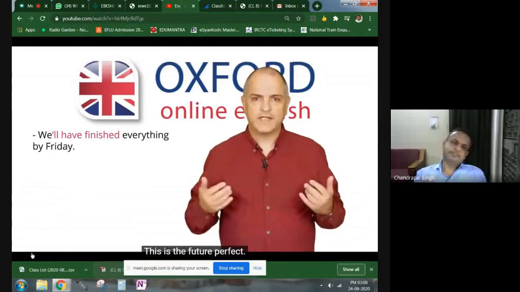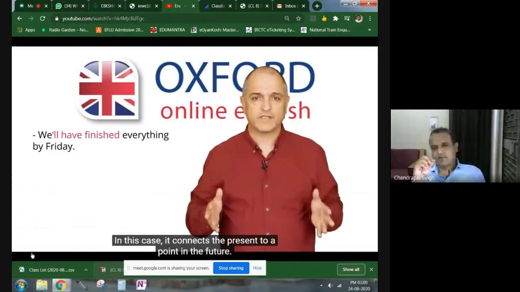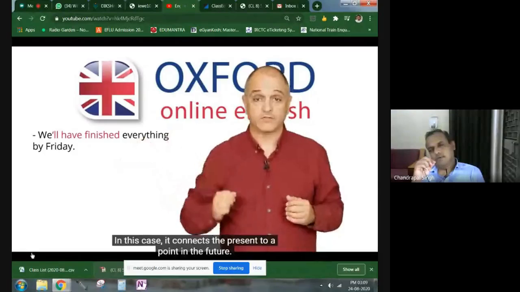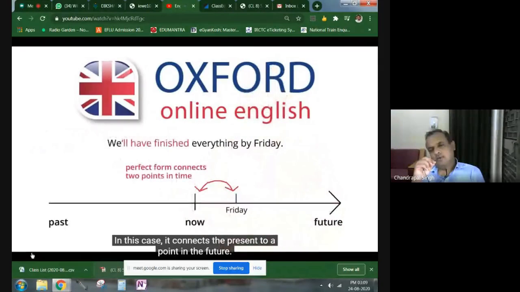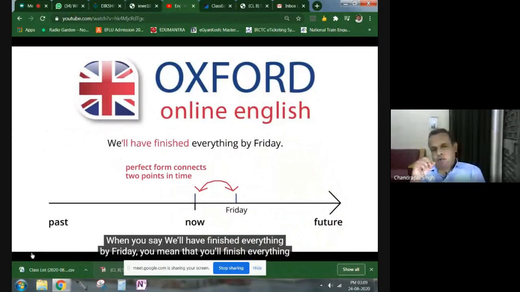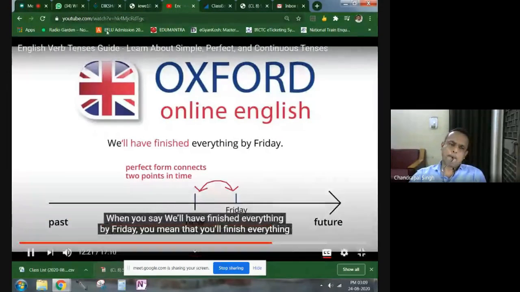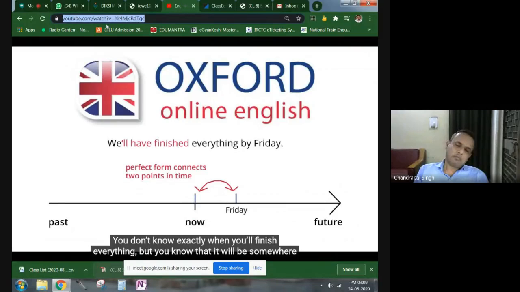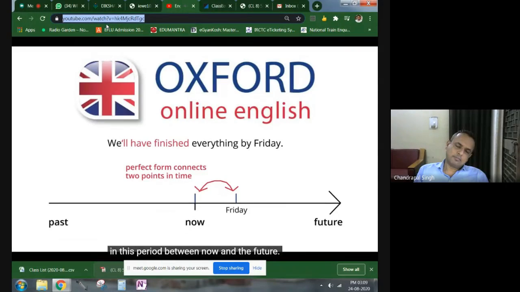is the future perfect. In this case, it connects the present to a point in the future. When you say, we'll have finished everything by Friday, you mean that you will finish everything sometime between now and Friday. You don't know exactly when you'll finish everything, but you know that it will be somewhere in this period between now and the future.